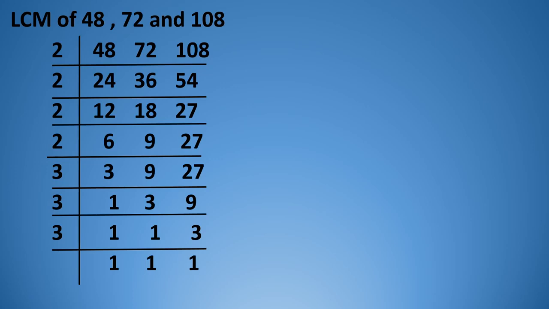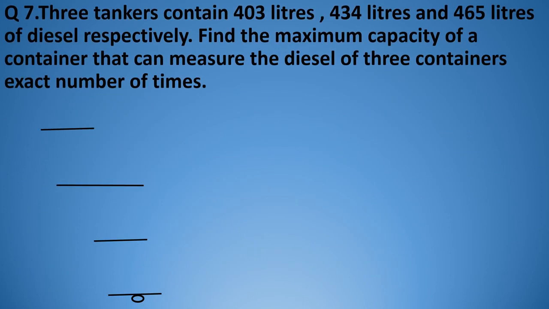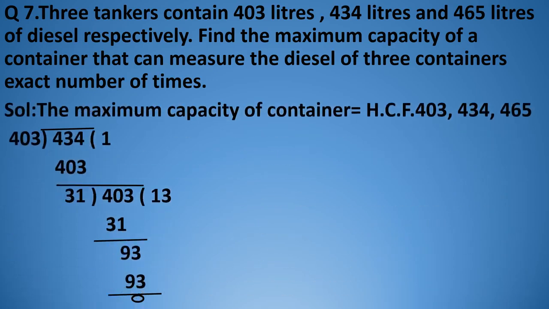Now see question number 7 that I have given you. 3 tankers contain 403 liters, 434 liters and 465 liters of diesel respectively. Find the maximum capacity of the container that can measure the diesel of the 3 containers an exact number of times. The quantities are 403, 434 and 465. And what is asked? Maximum capacity.